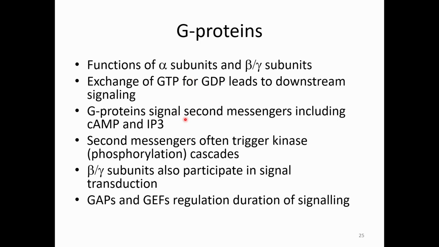The G proteins affect second messenger signals and produce second messengers, things like cyclic AMP, IP3, and that these second messengers, once produced, oftentimes trigger kinase cascades, phosphorylation cascades. But ultimately, the last kinase has to activate some enzyme that's going to do something, right? Or it might cause a transcription factor to translocate into the nucleus, these types of things.